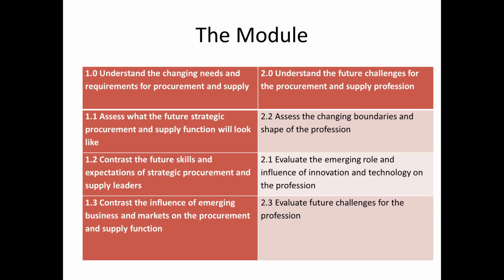Very similar. 1.2 is nice, future skills, but it does have the word leaders in there, so be careful about the leaders as well. And 2.1 is innovation and technology, which of course is really the theme, isn't it? Even though it's big data, it really is. 2.1 is about that, isn't it? And then 1.3 is an odd one, isn't it? Emerging business and markets. So that's fairly broad, and I've done some new slides on that, not too many. And 2.3 is the future challenges. So there is a big overlap between 1.3 and 2.3.